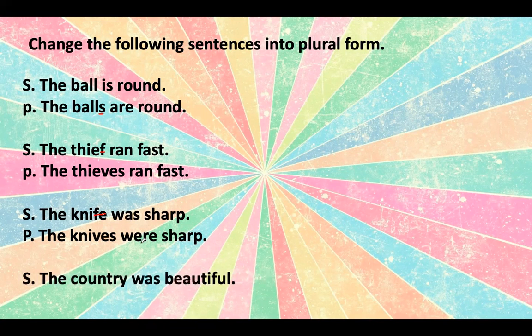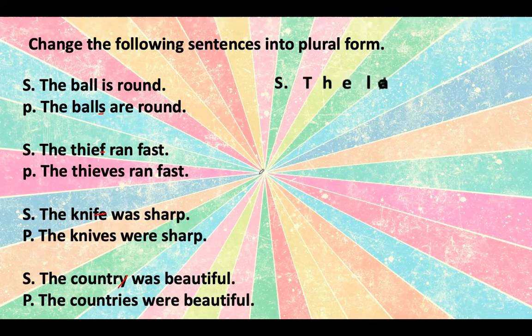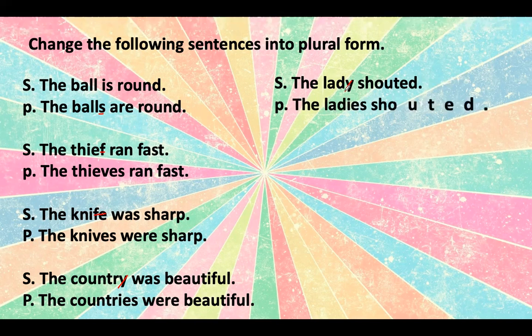Now, the country was beautiful. Here we have Y, so we'll cut Y and write IES. The countries were beautiful, okay? The country was beautiful and the countries were beautiful. Now, the next one, the lady shouted. So here we have Y in the end. So we'll change Y into IES. The ladies shouted.